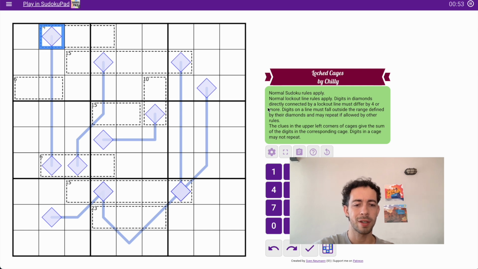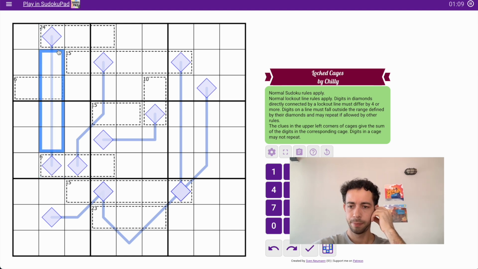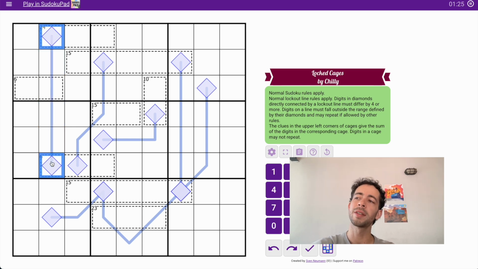Digits on a line must fall outside the range defined by their diamonds and may repeat if allowed by other rules. Okay, so that's the lockout. So that makes sense. So this is a new rule. So I'm just kind of thinking about it a little bit. New rule for me at least. So actually, if I look at this one, this is a length, how would you say it? A length 4, or maybe you would say a length 6 lockout line. So these two must differ by exactly 4. But anyway, let's first finish reading the rules.